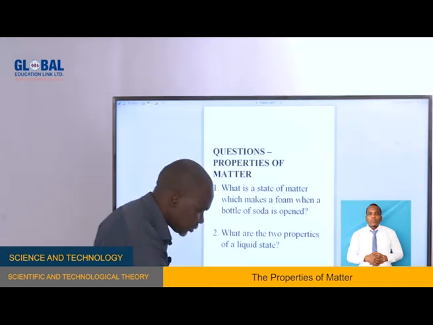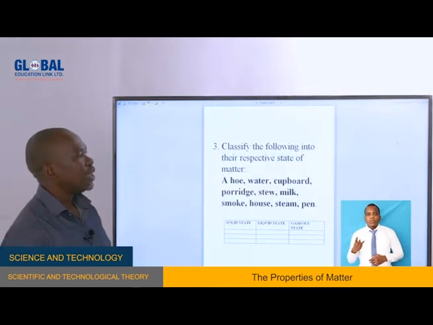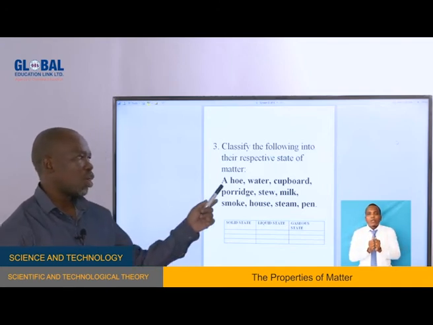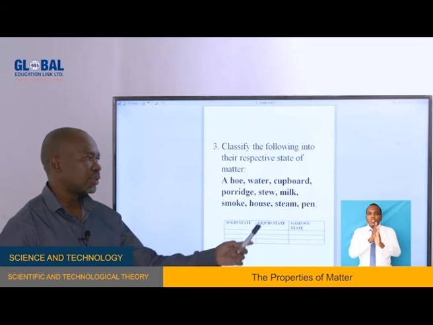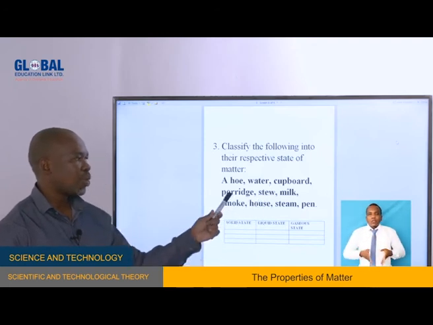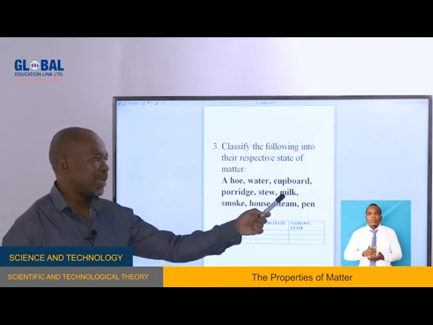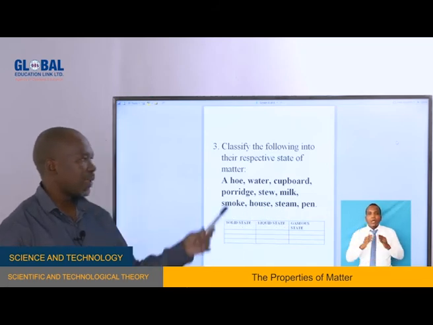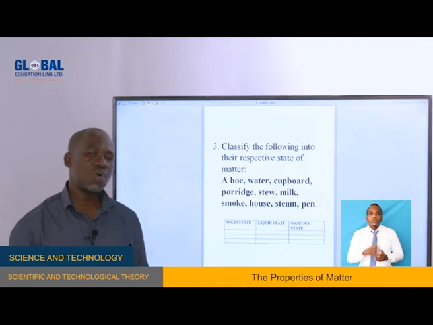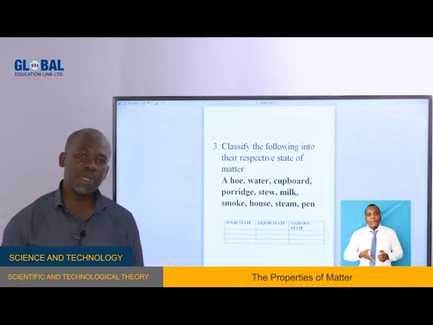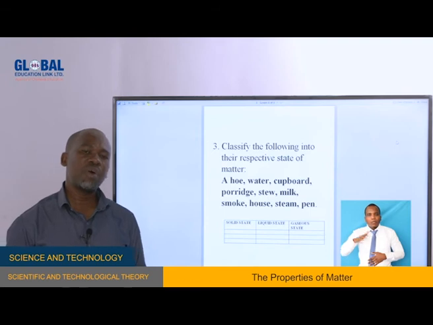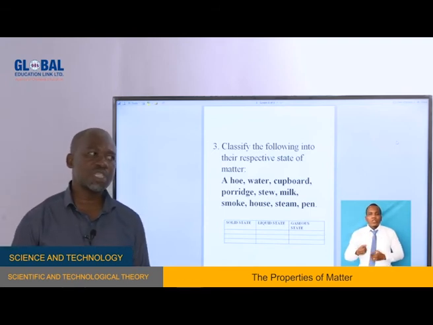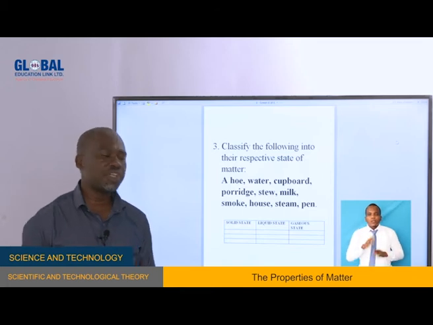The third question: classify the following into their respective state of matter: a hole, water, cupboard, porridge, stew, milk, smoke, house, steam, pen. A hole. It is very familiar to our environment and our daily activities. It falls under the solid state. Why? Because it is hard, it has a definite shape.